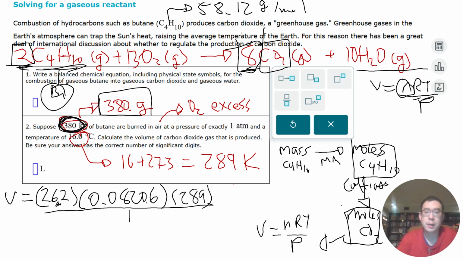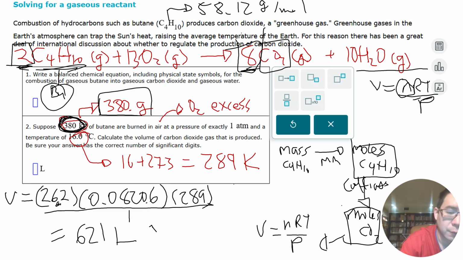Right? And so I do that, and I get 26.2 times 0.08206 times 289 divided by 1, and get the volume equals 621 liters of CO2. All right, and that's a lot of CO2, right? The point of this question is about greenhouse gases, and so this is saying yes, we produce a lot of greenhouse gas.